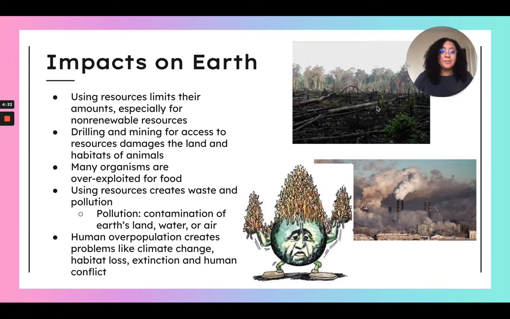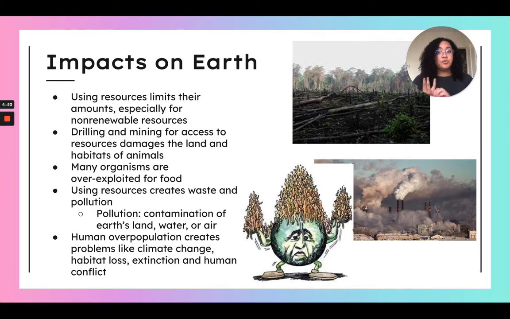Okay, so what does this mean for Earth? How does our population impact Earth itself? We use a lot of resources. Using those resources limits their amounts, especially for non-renewable resources, because remember there's a finite amount and we can't get those back.